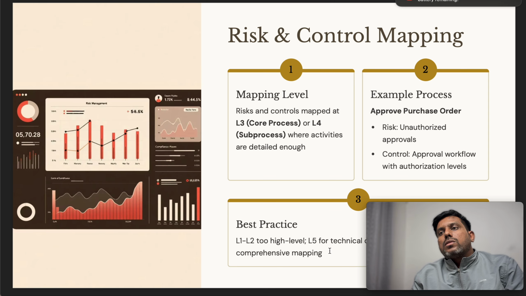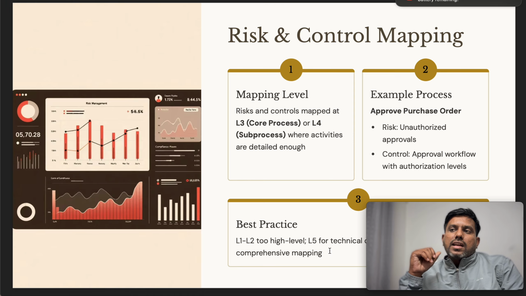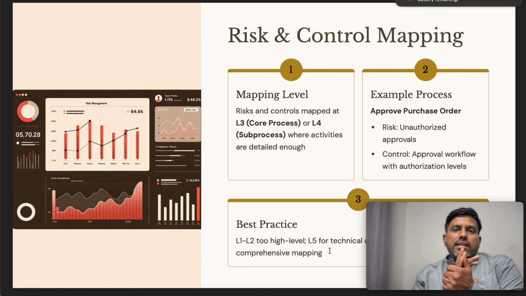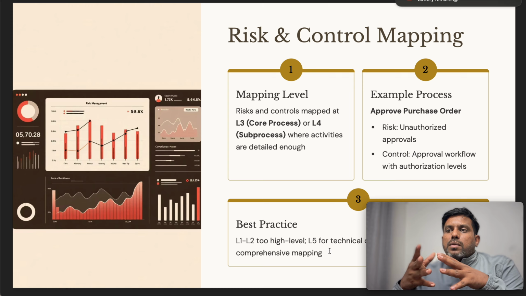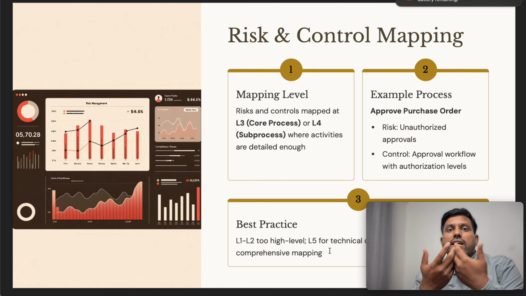Coming to the risk and control, how it works within our process mapping. There are always risks and controls when we are creating the process maps. For the mapping level, we will get the examples and see what the best practice is. So coming to the mapping level, risks and controls are mapped at the L3 level where the core process has been created, and the L4 level where we are creating the sub processes and where activities are detailed enough.